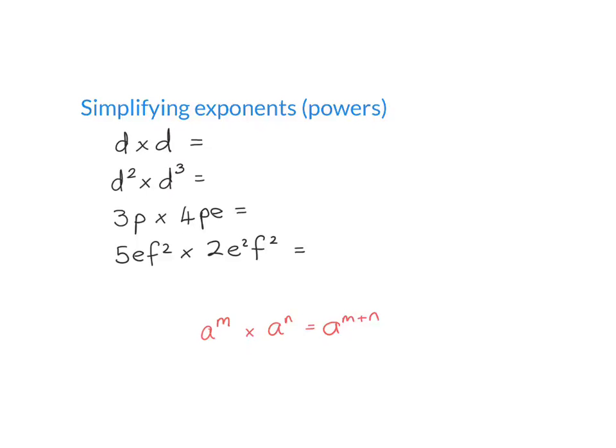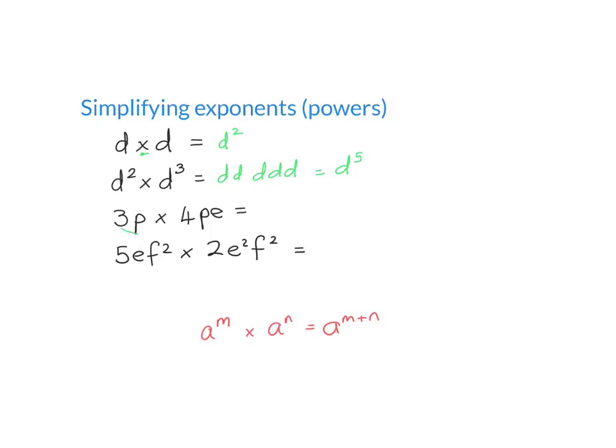Okay, so we're looking at simplifying exponents or powers. When you have two variables or two letters of the alphabet multiplied together, you're going to make a power. So a d times another d is going to be d squared, or d to the power of 2. I've got d times d times d times d times d, so I'm going to end up with d to the power of 5.